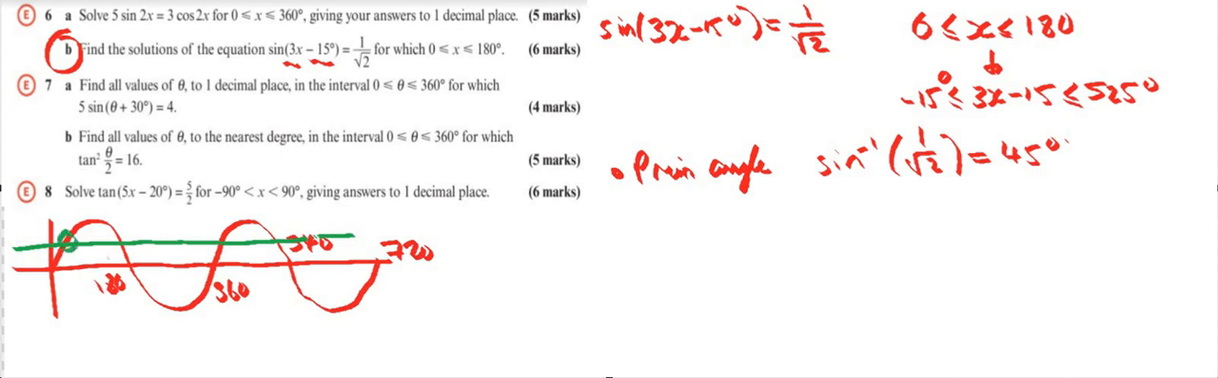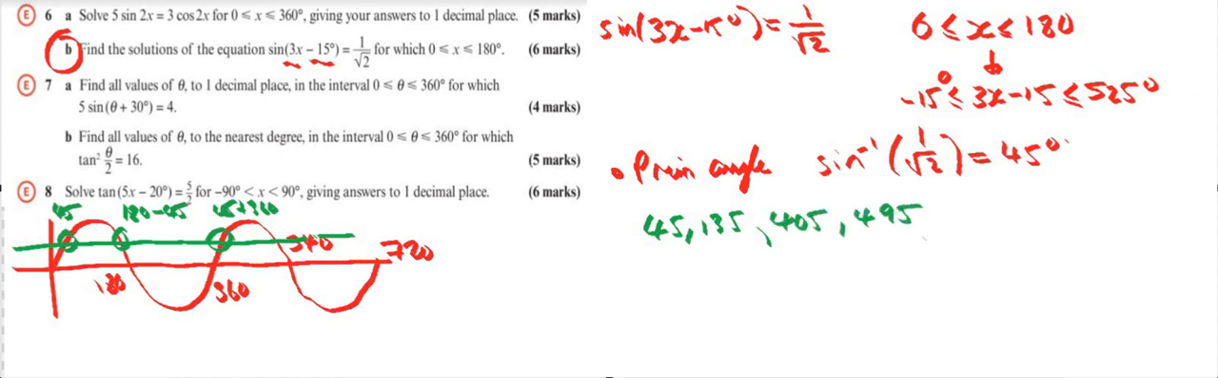Okay, so this is a positive value, so that means that my positive value is going to be up here, and I'm going to have one solution here, which is my 45 degrees. I'm going to have one here, which is going to be 180 minus 45. I'm going to have one here, which is going to be 45 plus 360, and so on. So I'm going to have 4 solutions. And the 4 solutions I get are 45, 135, 405, and 495.